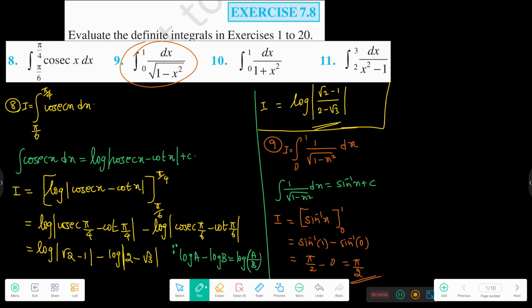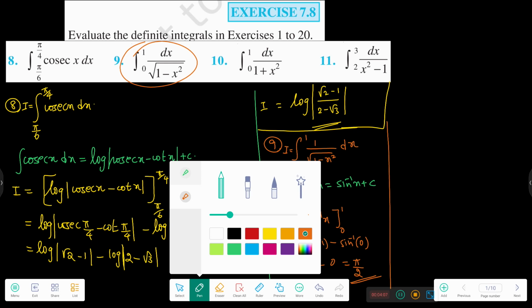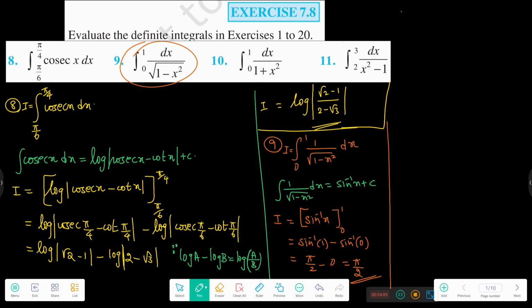Is that our required answer for question number 9? Okay. Then question number 10, let's start. Question number 10: I is equal to integral 0 to 1 divided by 1 plus x square into dx. Children, anyone remember the formula for the integral of 1 divided by 1 plus x square? This is actually tan inverse. So directly tan inverse x plus c.